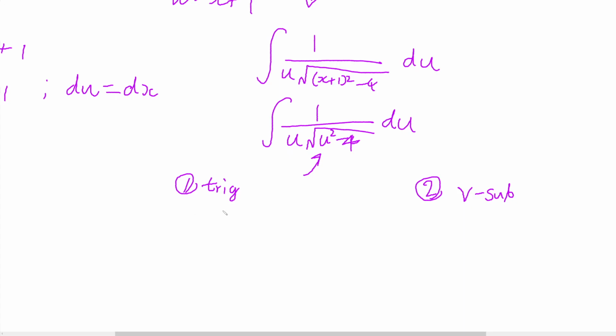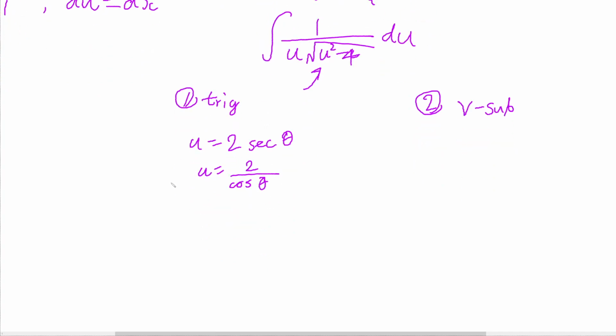For trig substitution, I'd let u be equal to something like 2 times the secant of some angle variable theta that we make up. u equals 2 sec theta, or if you're not familiar with the secant function, this is u equals 2 over cos theta, because we want to apply the identity within this sort of square root term. We want to apply the identity that sec squared theta equals 1 plus tan squared theta.